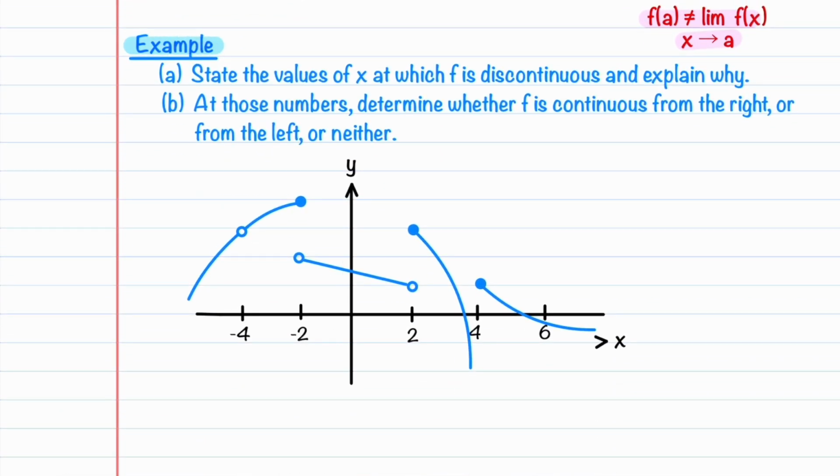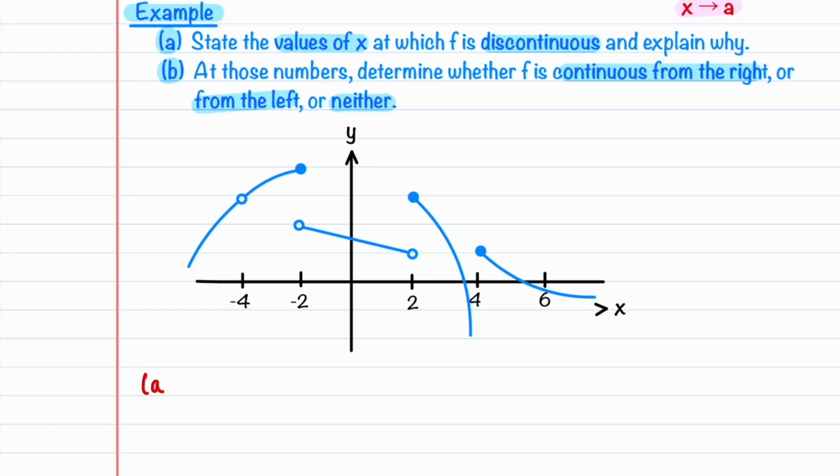Let's now look at an example. In part A, we are going to state the values of x at which our function f is discontinuous and then explain why. In part B, at those numbers where our function is discontinuous, we are going to determine whether our function is continuous from the right, from the left, or neither. A function can be discontinuous at a point, but still be continuous at that point from the left or from the right. Let's see how this works.